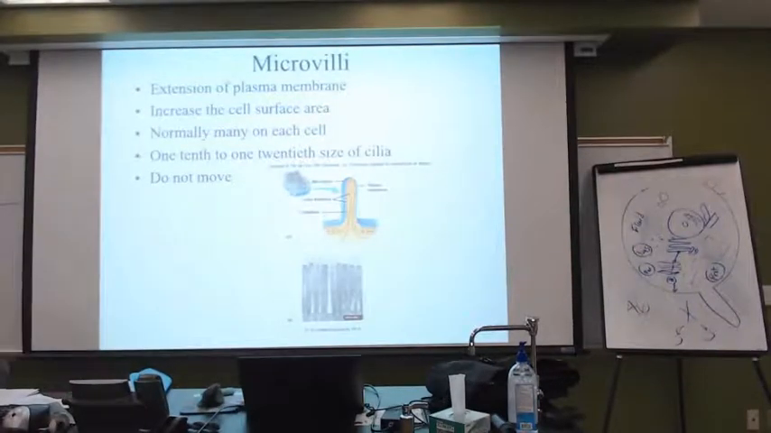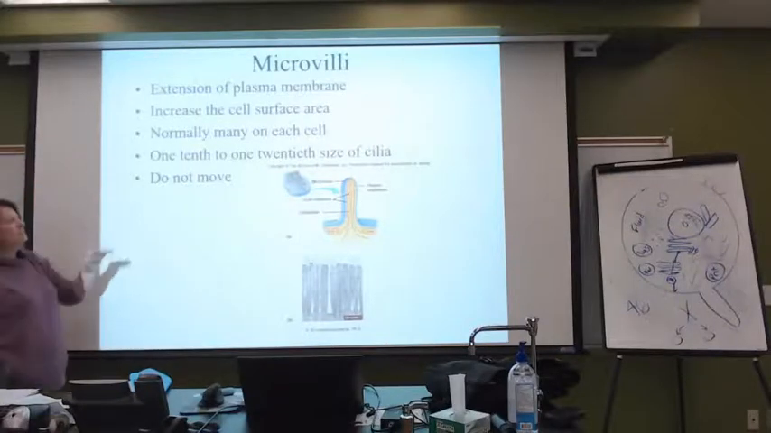In the case of creating microvilli, the goal is to have an extension and have the plasma membrane around it. This is important in the digestive system because that's where we need a lot of cell surface to absorb nutrients. So the microvilli are extremely important in the digestive system.